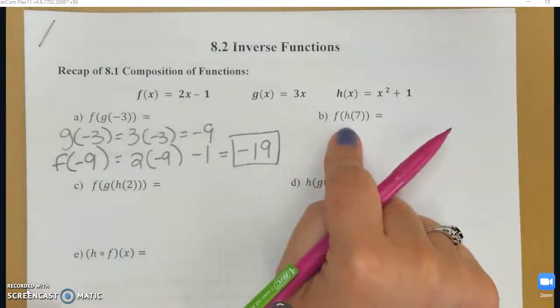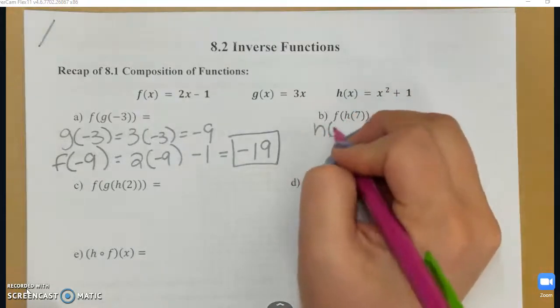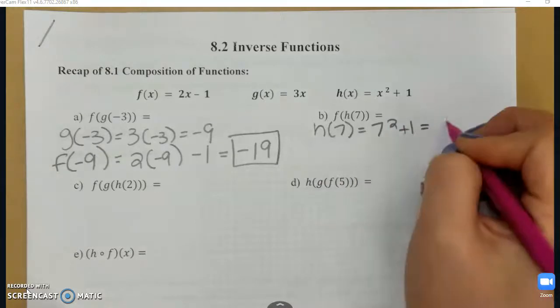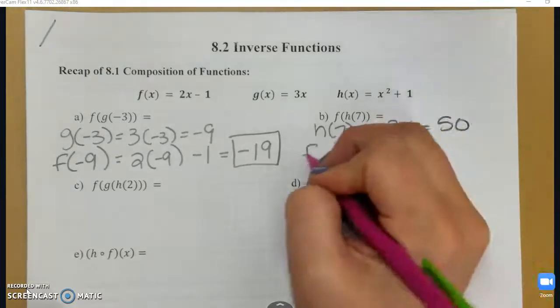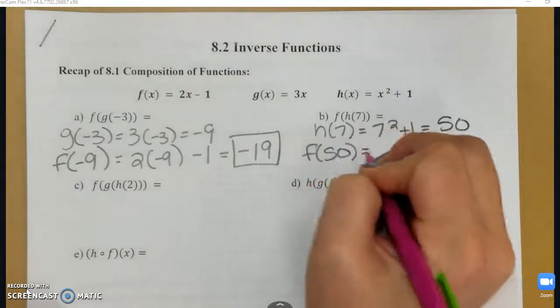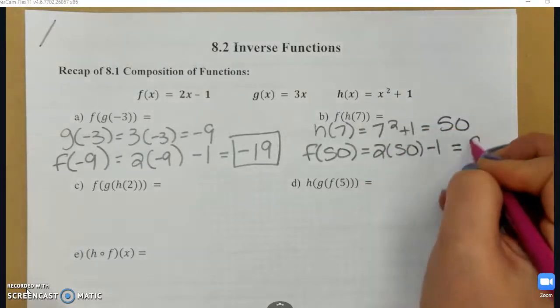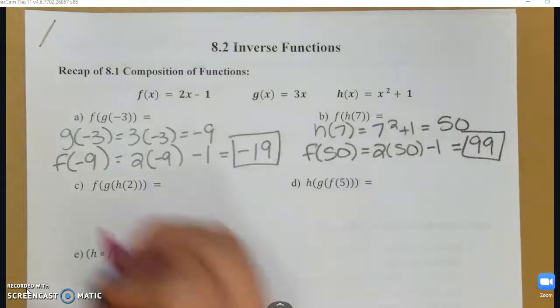All right, on to b. f of h of 7. I need to find h of 7. That's going to be 7 squared plus 1. 49 plus 1 is 50, so now I'm looking for f of 50, which is going to be 2 times 50 minus 1. So 100 minus 1 is 99.